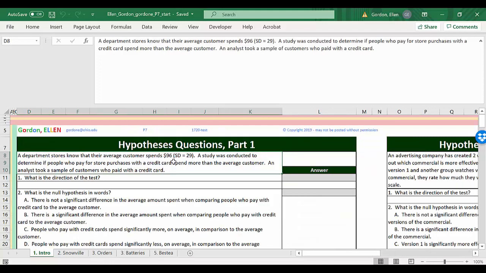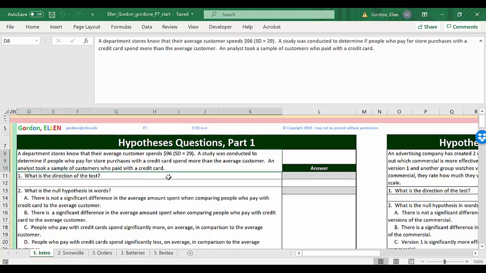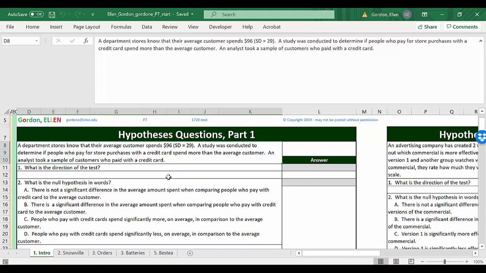The first question reads, a department store knows that their average customer spends $96 with a standard deviation of $29. A study was conducted to determine if people who pay for store purchases with a credit card spend more than the average customer. An analyst took a sample of customers who paid with a credit card. When answering these questions, I think it's best to first identify the alternative hypothesis. Again, the alternative hypothesis is the research hypothesis. It's the focus of, or the purpose of why they're conducting the study. I think that's the easiest to identify.